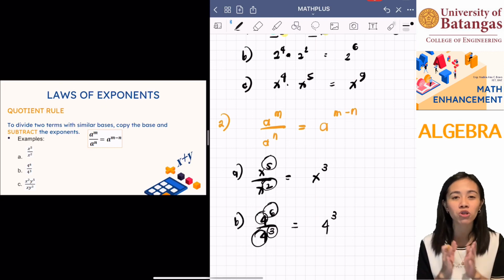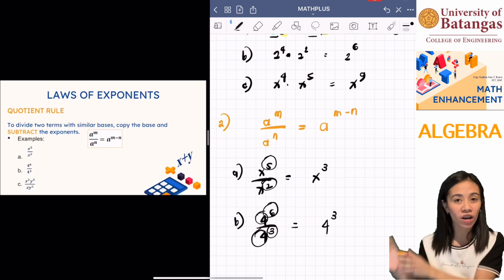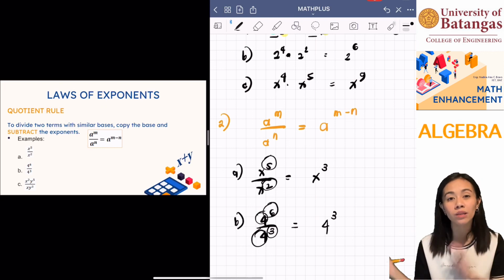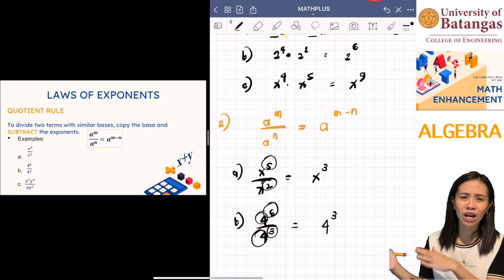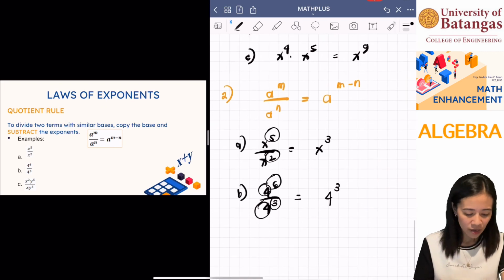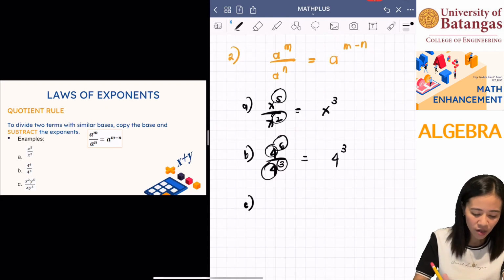Hindi ganun ha. Pag law of exponents, when you multiply, you add the exponent. When you divide, you subtract the exponent. Do not use the operation given. Okay? Tapos yun gagawin mo sa exponents, no. Okay? And then letter C, you have x squared, y to the 5th, all over x y cubed.